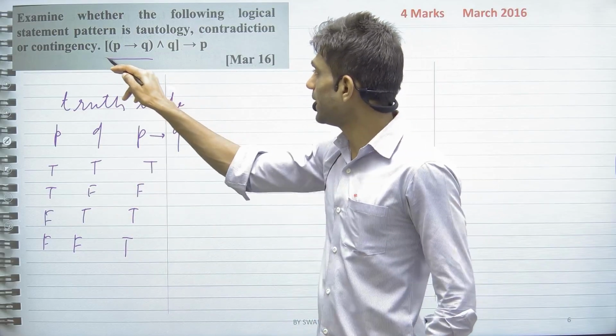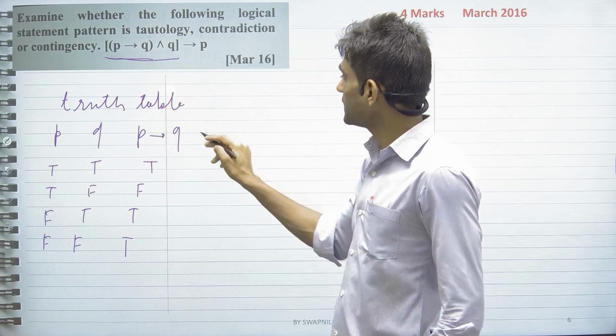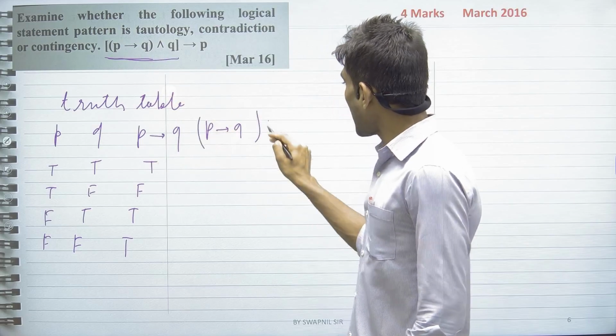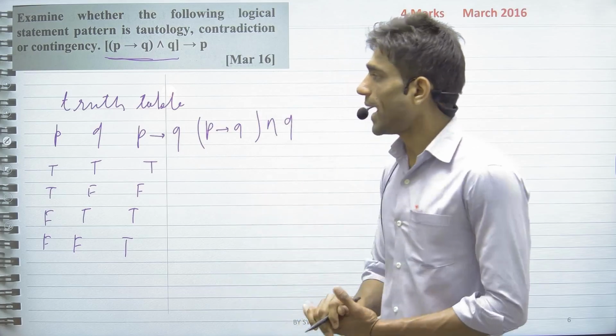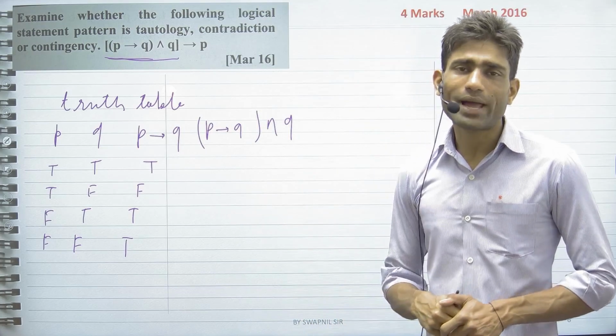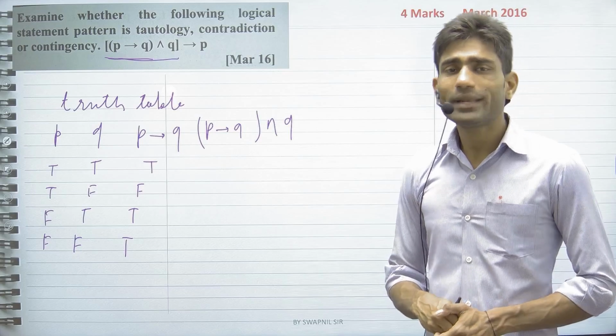Now solve the entire bracket after this, that means P implies Q and Q implies P. And means conjunction always gives us true only when both are true, and all the remaining are false.